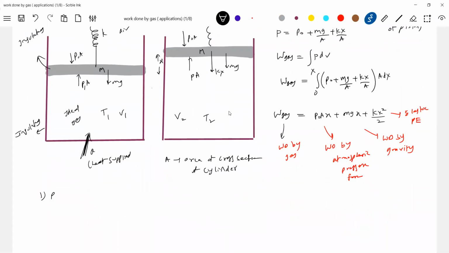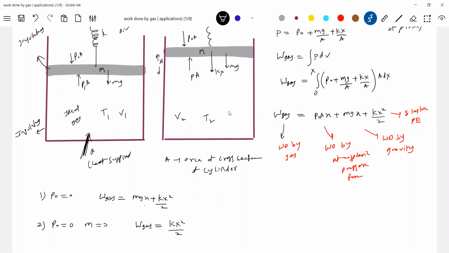First case, take P0 as 0. Let's assume that there is no air. So in that case, what is work done by gas? Work done by gas equals mgx plus kx²/2. Do you agree? Where has all the work done by gas gone? Converted into increase in gravitational potential energy and increase in elastic potential energy. That's all. Now second case, P0 is 0 and the piston is massless. Then what is work done by gas? Converted into only increase in elastic potential energy of spring.